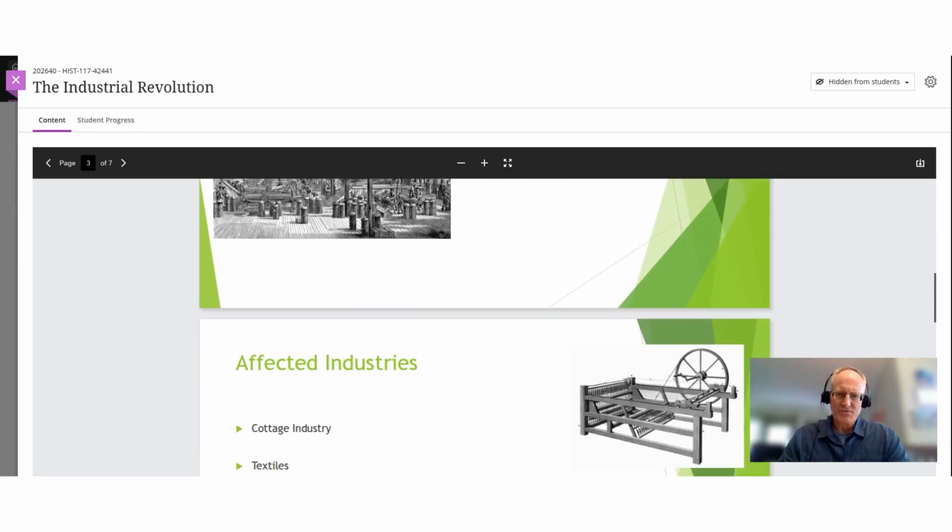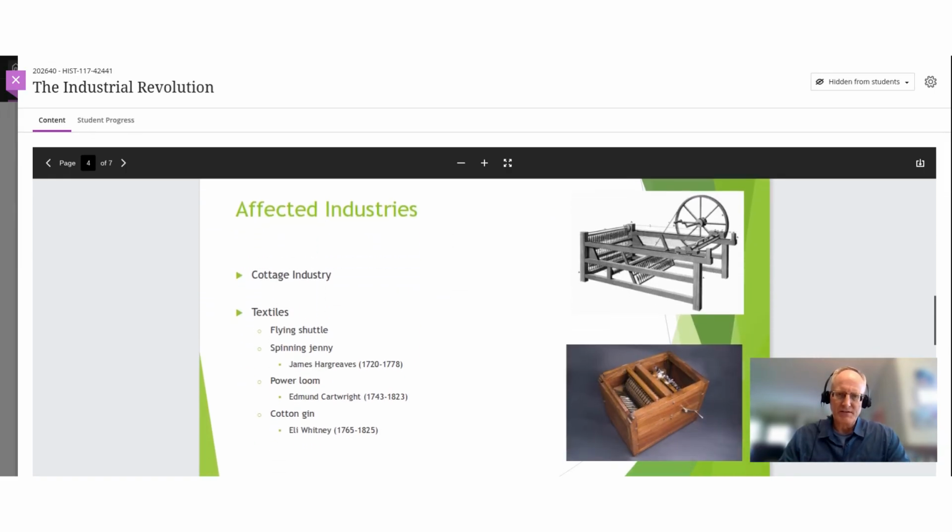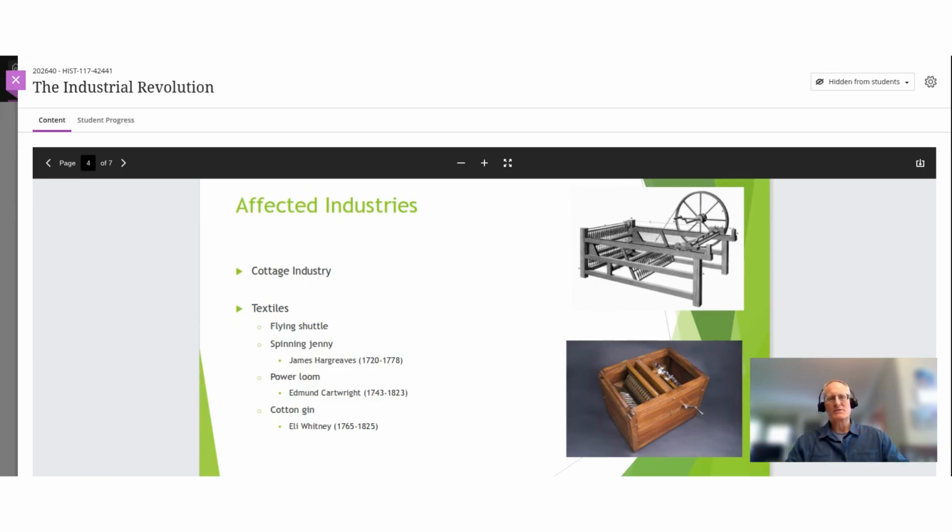So, what were some of the industries that were most heavily affected? Well, first and foremost, one of those was the textile industry itself. This was one of the first industries to industrialize and to begin to retool in the process. And here we begin to see a dramatic shift away from what was the norm, the cottage industry, and move towards more of a factory-oriented industry.